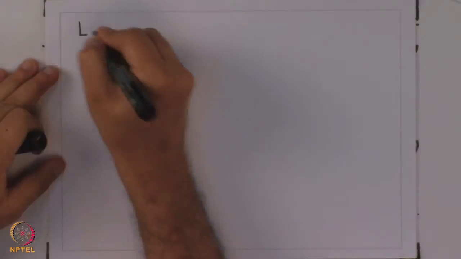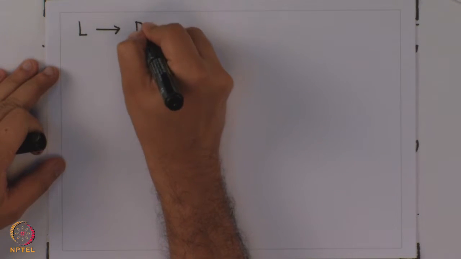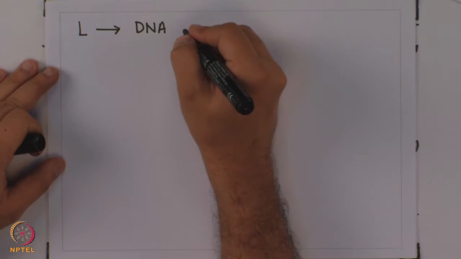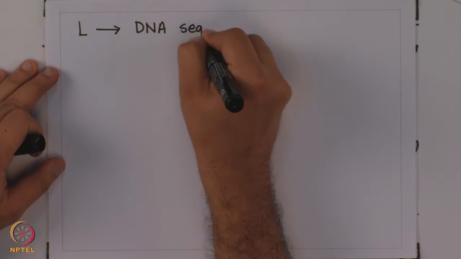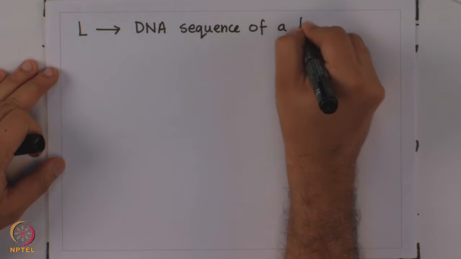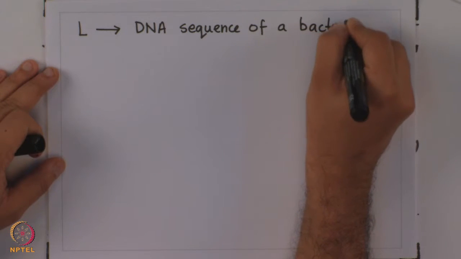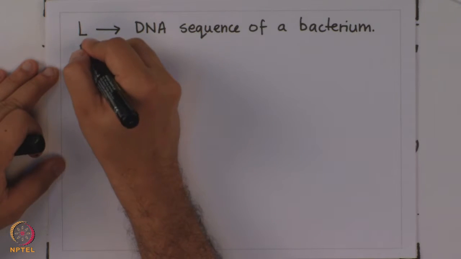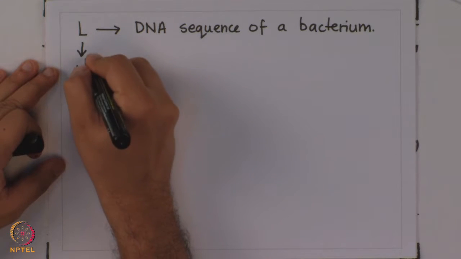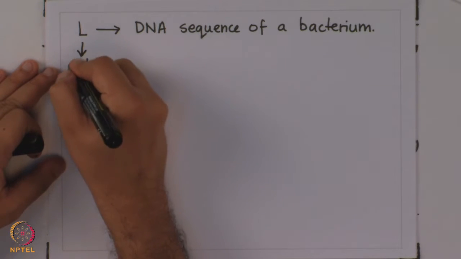All right. So, now what we are going to do is imagine that this DNA sequence that we are talking about, which is a sequence of length L, corresponds to the DNA sequence of an organism, and for the sake of simplicity, let us say a bacterium. So, this L corresponds to the DNA sequence of a bacterium. Obviously, if the length of the DNA polymer is L, that means we are talking about a graph with 4 to the power L nodes.